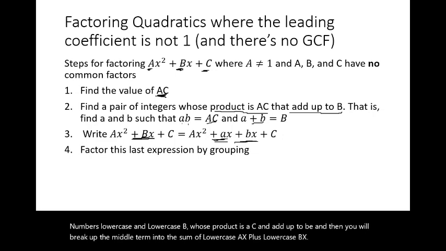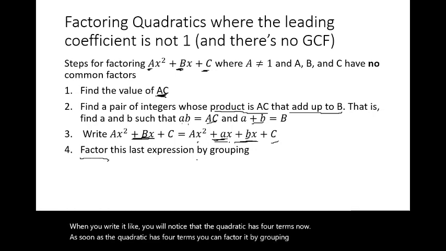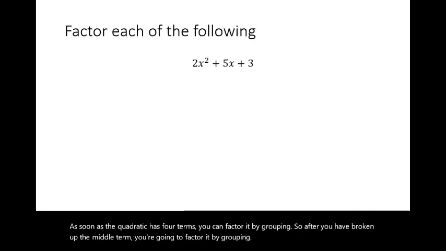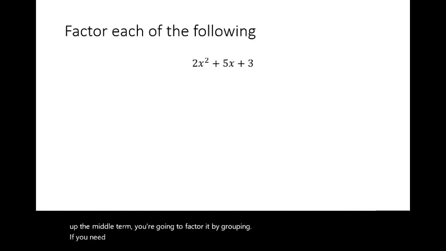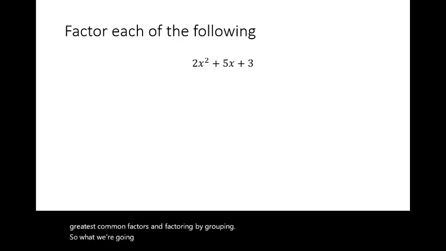When you write it like this, you will notice that the quadratic has 4 terms now. As soon as the quadratic has 4 terms, you can factor it by grouping. So after you have broken up the middle term, you're going to factor it by grouping. If you need a refresher on how to factor by grouping, please feel free to watch the video on greatest common factors and factoring by grouping. So what we're going to do is we are going to follow those steps to factor this quadratic here.